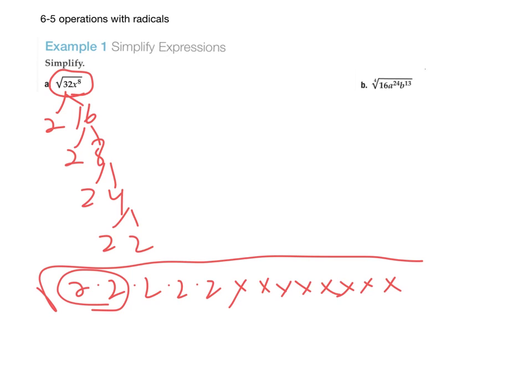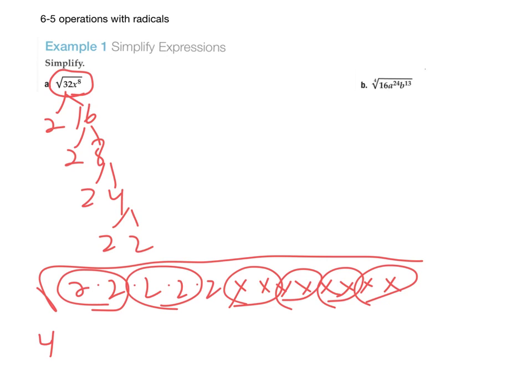So there's a pair of 2's, there's a pair of 2's, and pairs of x, x, x, and x. So 2 2's come out, which is 4. 4 x's come out, and what's left over is the radical 2. And I've simplified that problem.